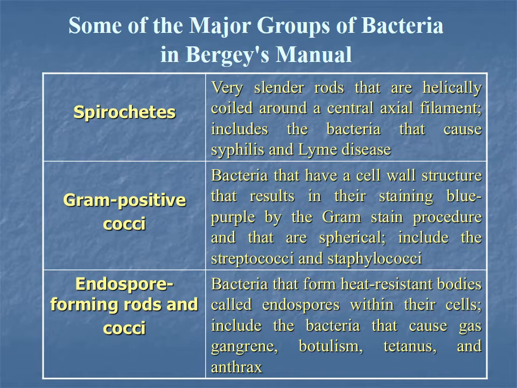For example, the group of gram-positive cocci is usually bacteria that have a cell wall structure that results in their staining blue-purple by the gram staining procedure, and that are spherical, including the streptococci and staphylococci.